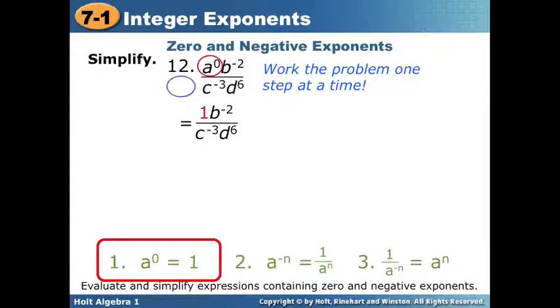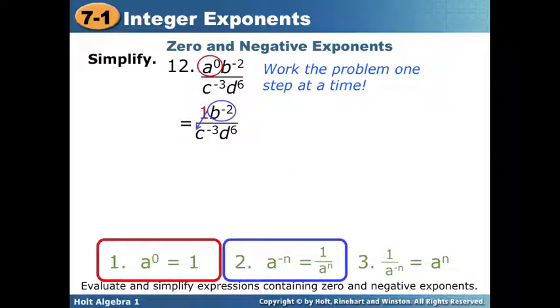We'll now simplify the b to the negative 2. Notice here we can use property number 2. When we move this to the denominator, put it in front of the c to the negative 3 d to the 6. We like to put things in alphabetical order. So now we're going to have 1 over b squared c to the negative 3 d to the 6.